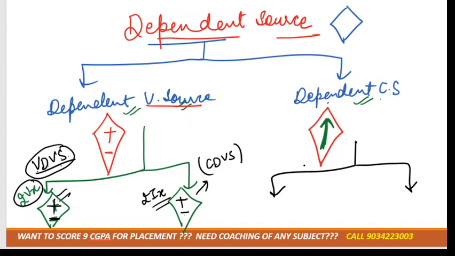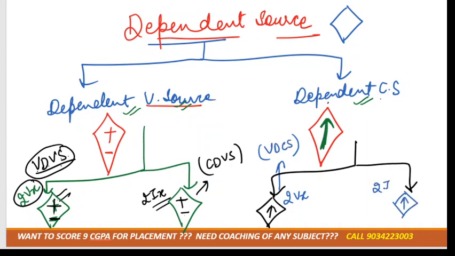Now similarly we have the dependent current source. The dependent current source is denoted by an arrow. Again it depends on two things: it will depend on voltage or it will depend on current. Suppose its value is 2Vx, so combine it and tell me which source it is. Voltage dependent current source. Again, if it depends on current, then it is known as current dependent current source. Got it?